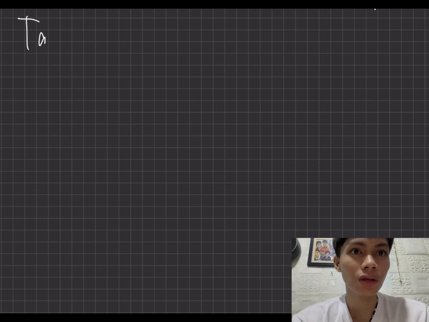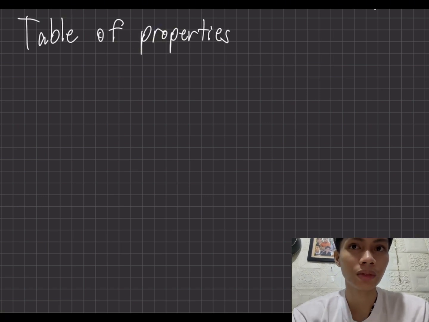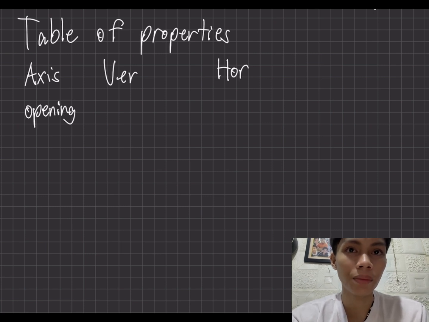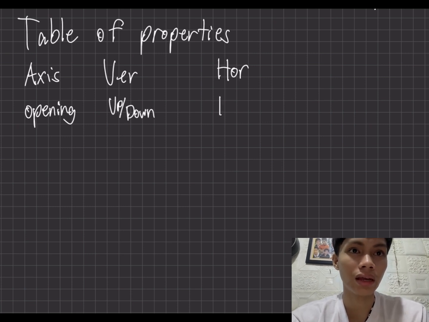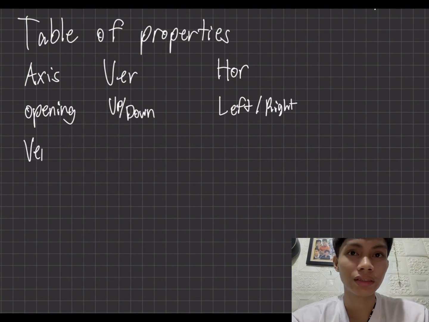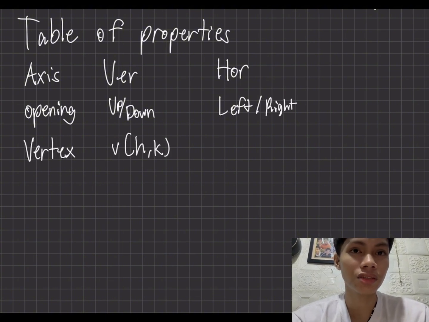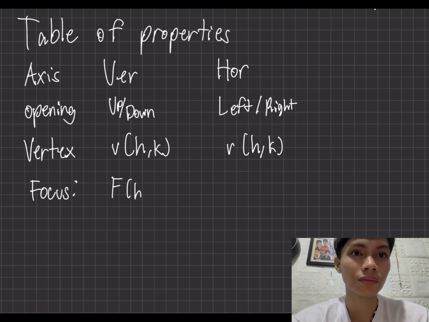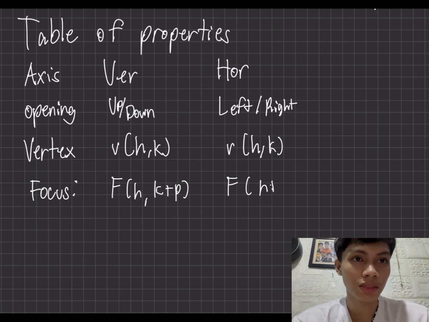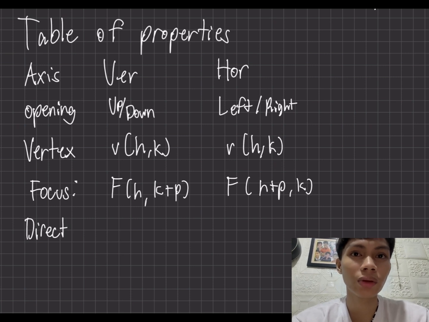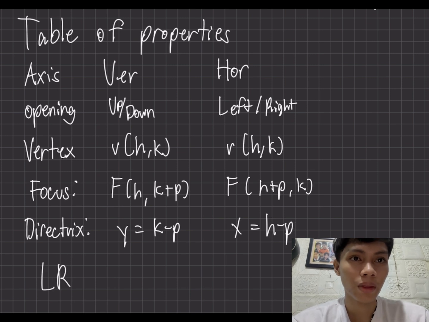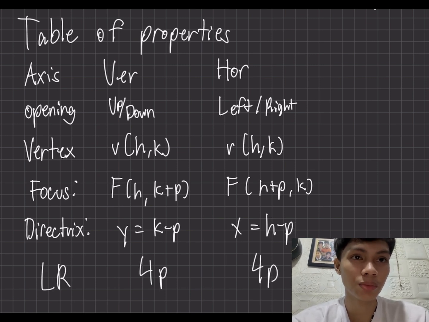This is the table of properties for a parabola. Axis: vertical and horizontal. Opening: up and down, and left and right. Vertex: (h, k). Focus: (h, k plus p) and (h plus p, k). Directrix: y equals k minus p, x equals h minus p. LR: 4p.